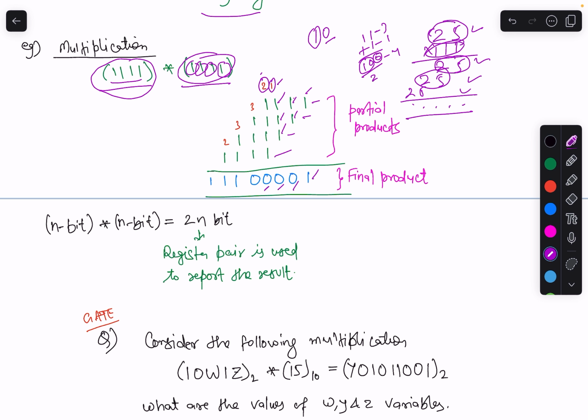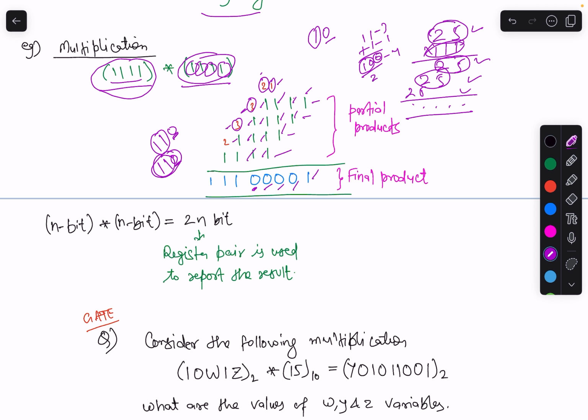Now 2 plus 1 is 3, 4, 5, 6, and 6 is nothing but 110, so we take this 0 here, and we take this 0 here. Now 11 is the carry, and 11 is nothing but 3, right? So now 3 plus 1 is 4, 5, 6, again we will have 110 as 6, we will take this 0 here. Now again 3 is the carry.